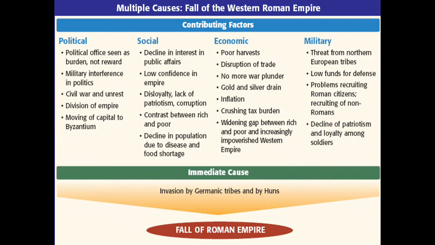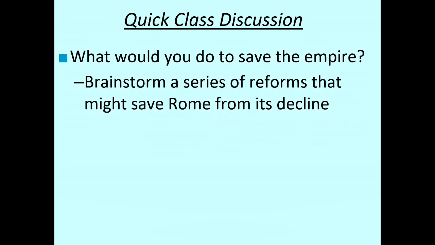Here's a great chart that shows the multiple causes of the fall of the Western Empire. It divides them into political, social, economic, and military. And then below that, below the contributing factors, you have the immediate cause: invasion by Germanic tribes and by Huns. And that gets to a basic reason that the Roman Empire fell. Barbarians love to tear things up. What would you do to save the empire? Brainstorm a series of reforms that might save Rome from its decline.